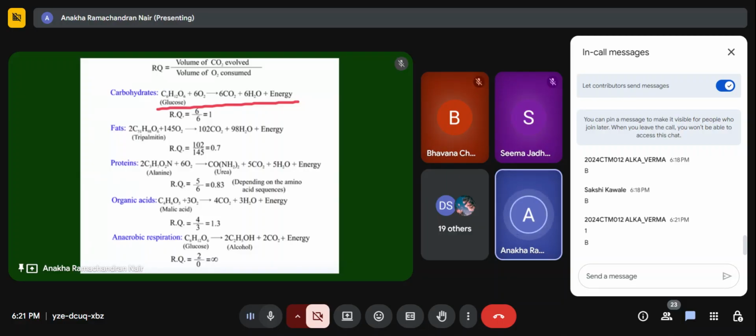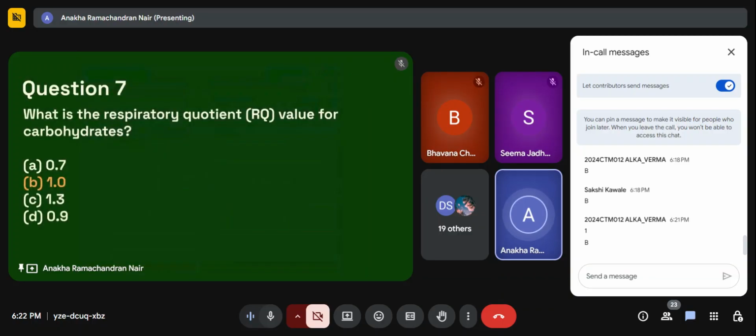So since you have 6 molecules of CO2 and 6 molecules of O2 which has been consumed, you get an answer of 1. Okay. Depending on what the question was, if it was fats, proteins, organic acids, or anaerobic respiration, you would have gotten different values for the respiratory quotient, right? So the correct answer for carbohydrates is 1, right?